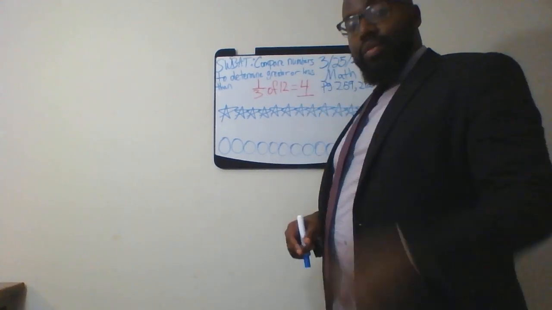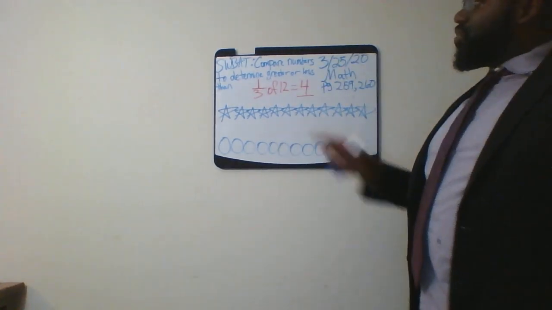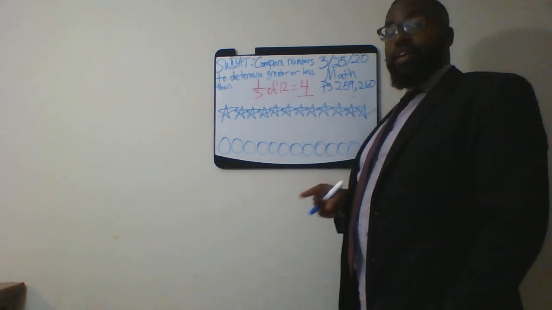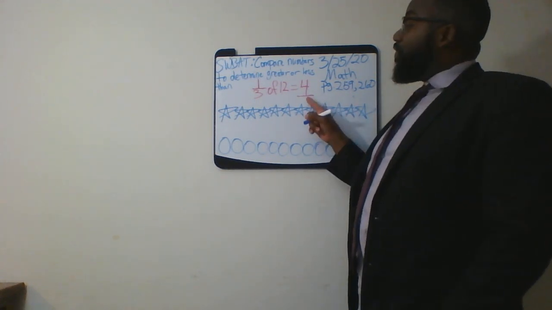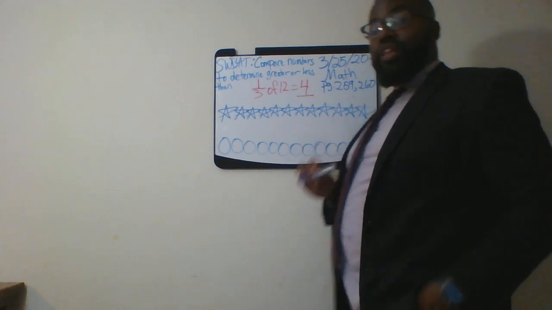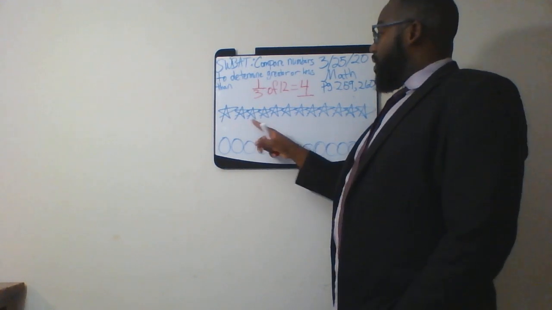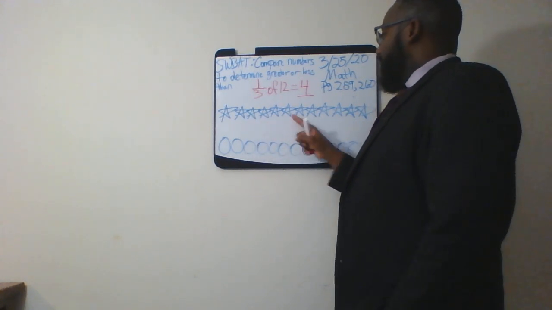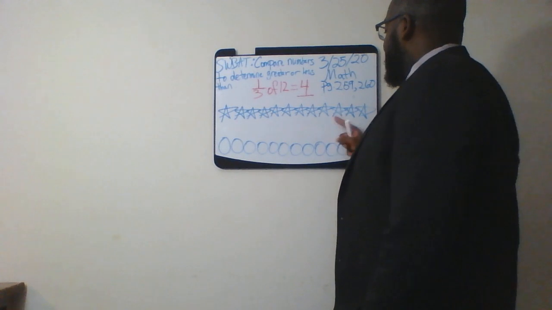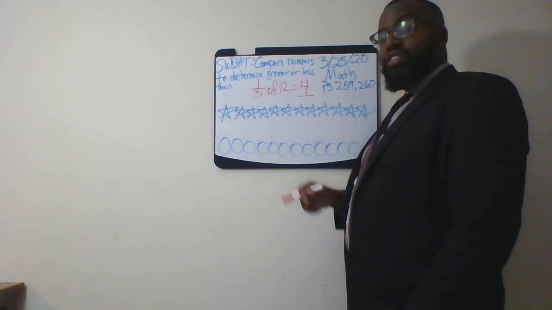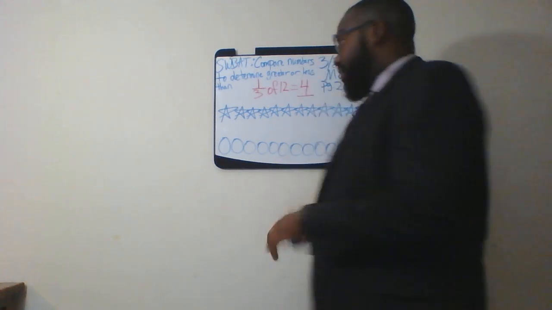Let's look at the next one, okay? So the next one is 1/3 of 12. 1/3 of 12 is 4. So you need to be circling only 4. Let's count how many stars I have. 1, 2, 3, 4, 5, 6, 7, 8, 9, 10, 11, 12. Now I only need to circle 1/3 of that. So I'm only circling 4.